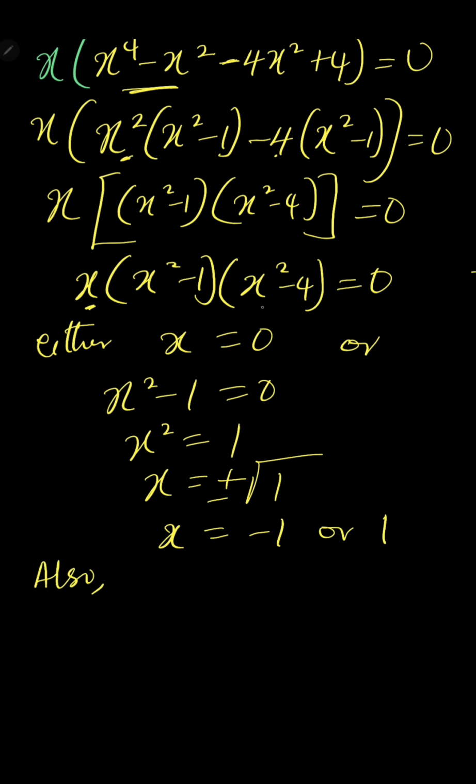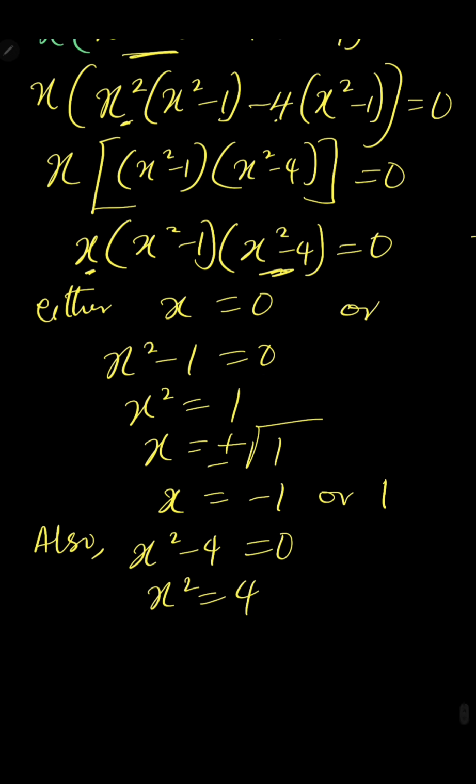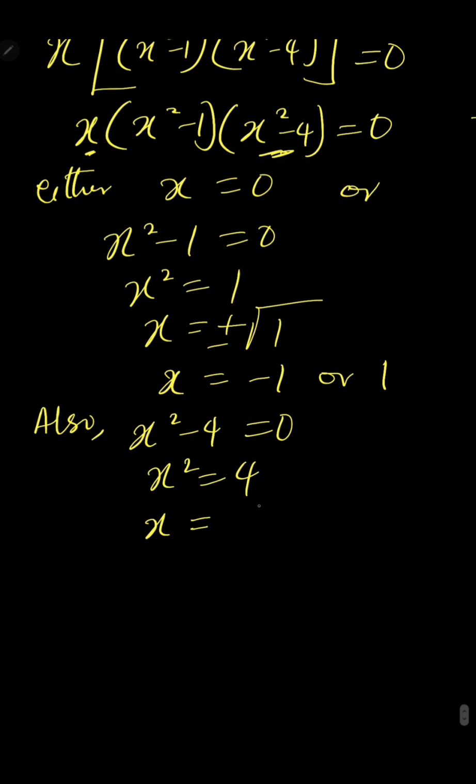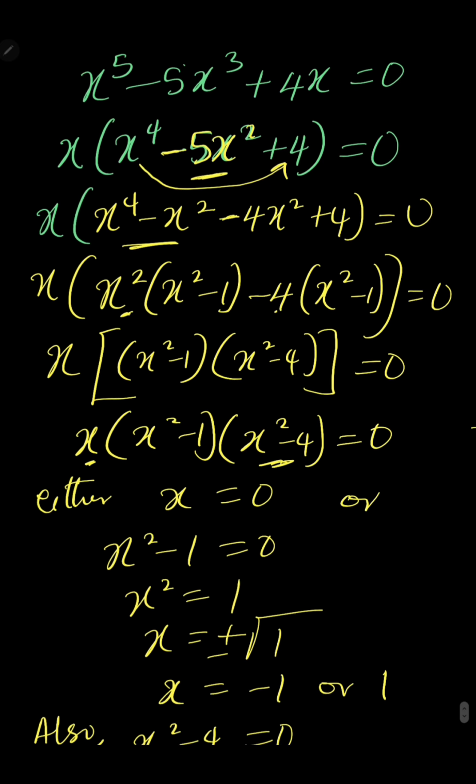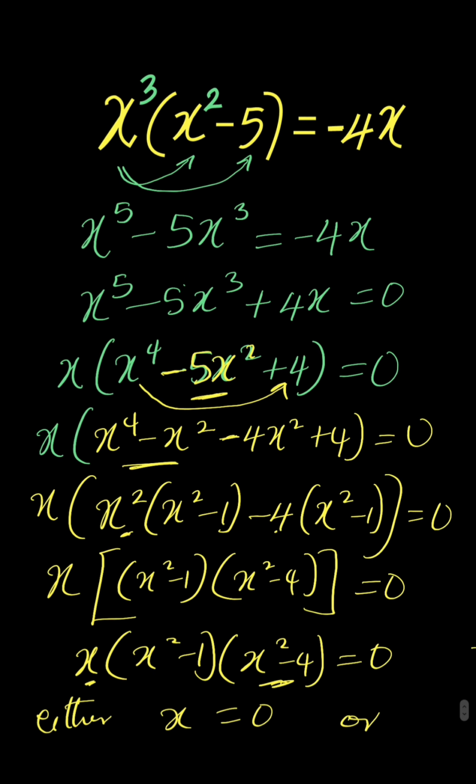Also, for this one here, x squared minus 4 is equal to 0, x squared is 4, so x is equal to plus or minus square root of 4. x will now be plus 2 or minus 2. Therefore, x is 0, minus 1, 1, 2, or minus 2. These are the 5 values of x that will satisfy the given equation.